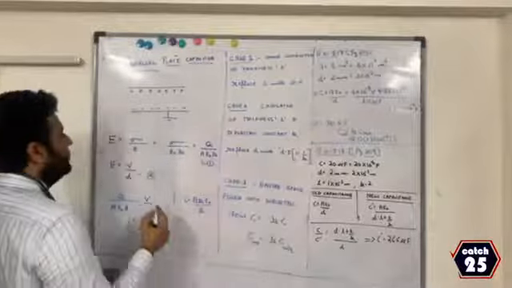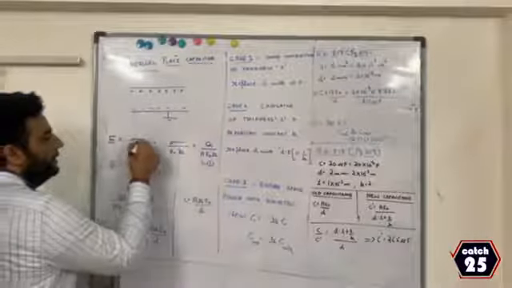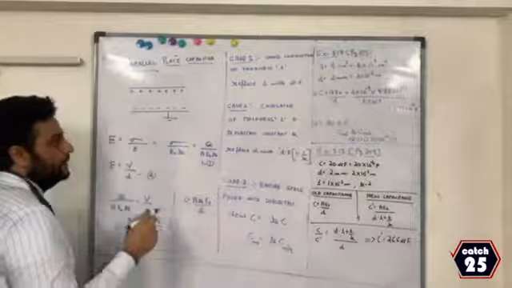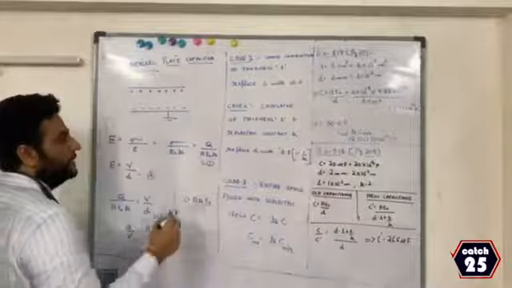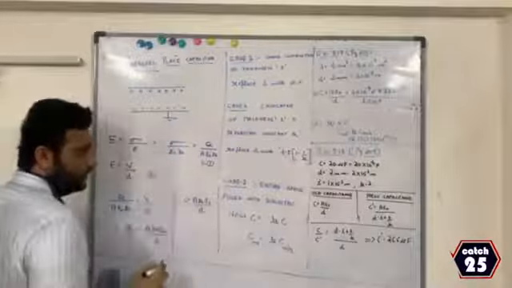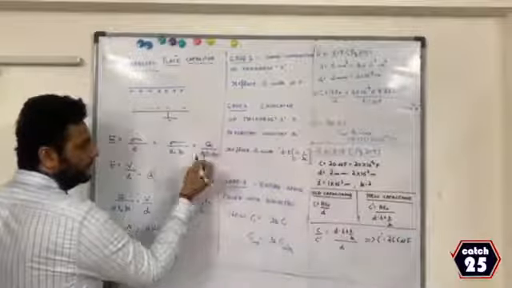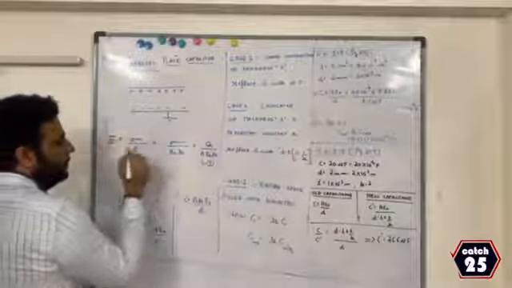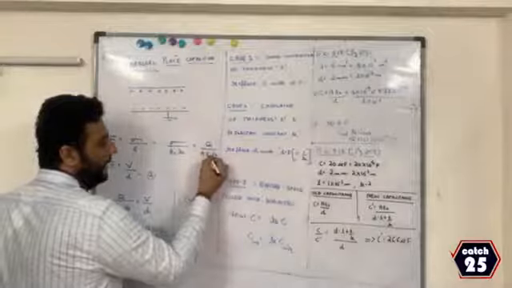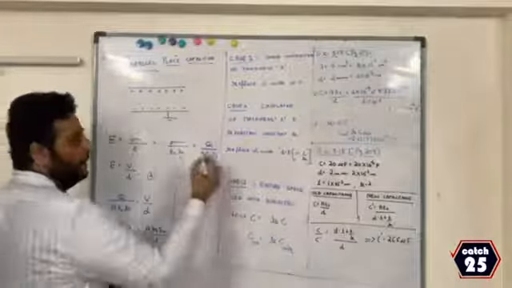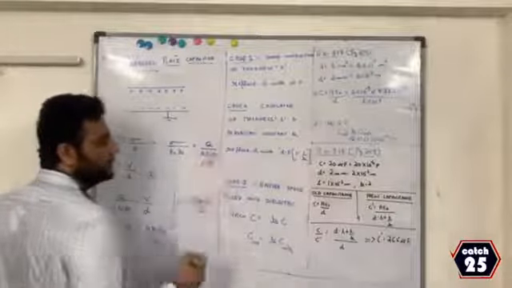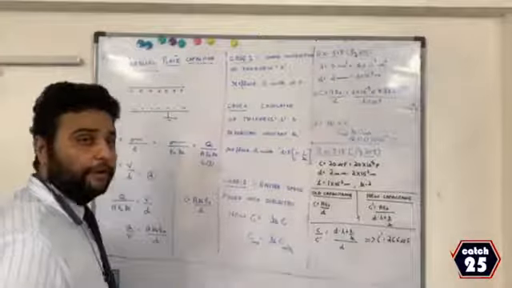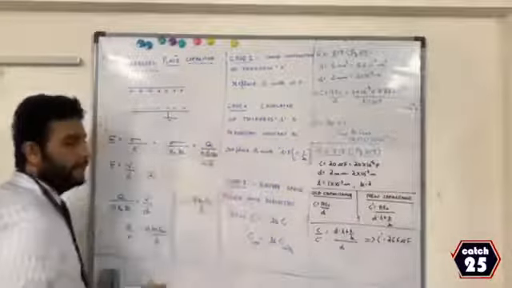Therefore, what is the formula of electric field? Electric field is sigma by epsilon. That is equal to sigma by epsilon naught K, because epsilon is epsilon naught K and sigma is charge upon area. Therefore, my formula for electric field is Q by A epsilon naught K, where Q is the charge, A is the area, epsilon naught is the permittivity of free space, and K is the dielectric constant.